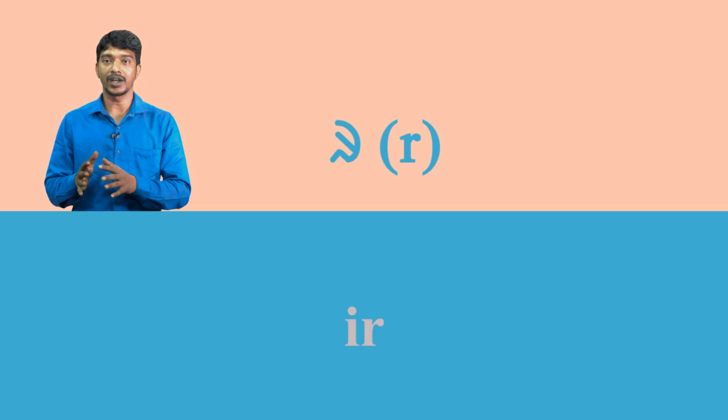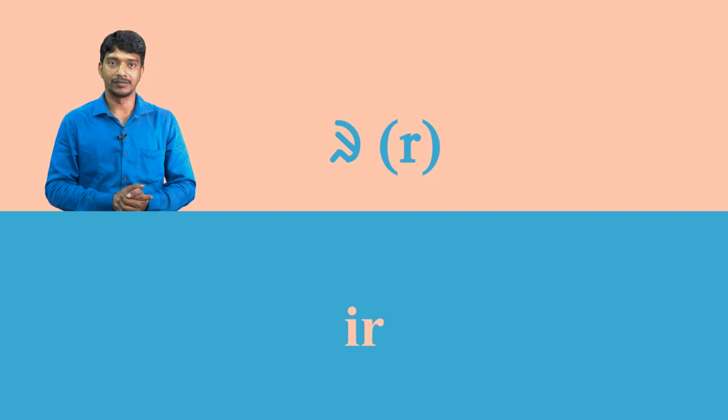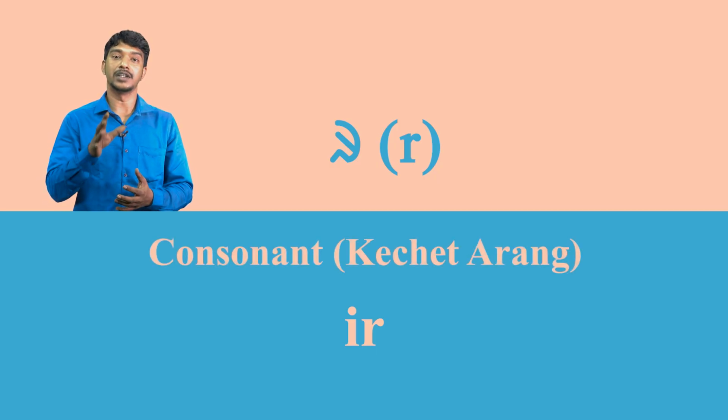The fifth letter of this set we have here is Ir. This letter is called Ir in Santali. It is a consonant. In Santali, it is called kecet ara. Ir is framed as the picture of harvesting crop by a sickle.